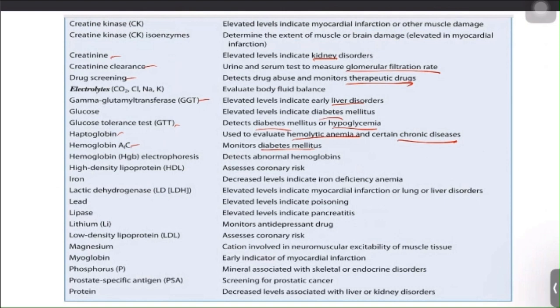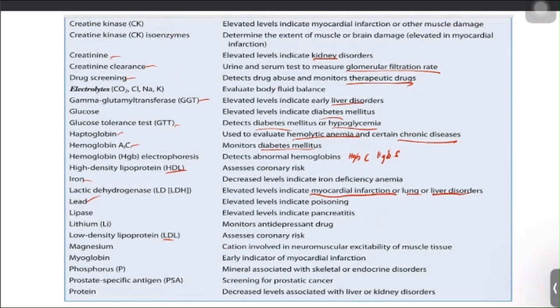In the hemoglobin electrophoresis, of course, it detects abnormal hemoglobin such as your hemoglobin C, hemoglobin S, and more. So, high density lipoprotein is assessed for coronary disease. This is your lipid profile. Your HDL, LDL, cholesterol and triglyceride are included in your lipid profile. For iron, of course, for iron deficiency anemia. For lactic dehydrogenase, for your myocardial infarction, even lung or liver disorder.